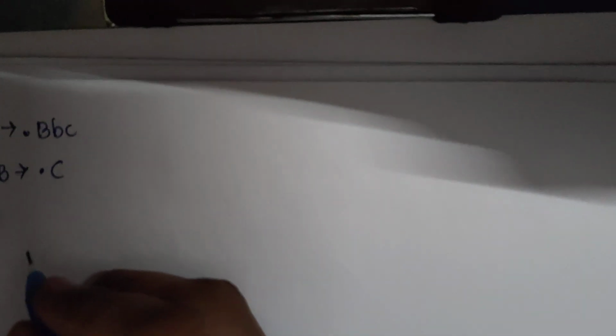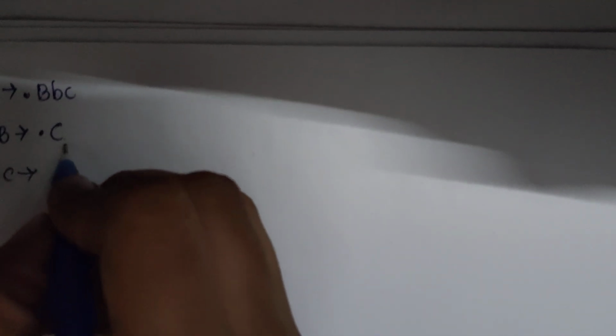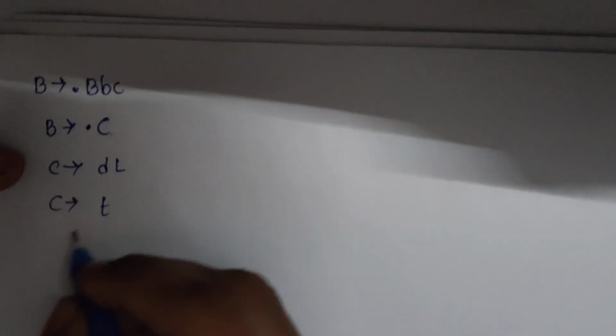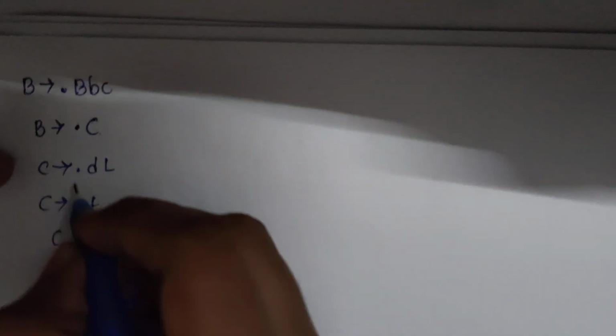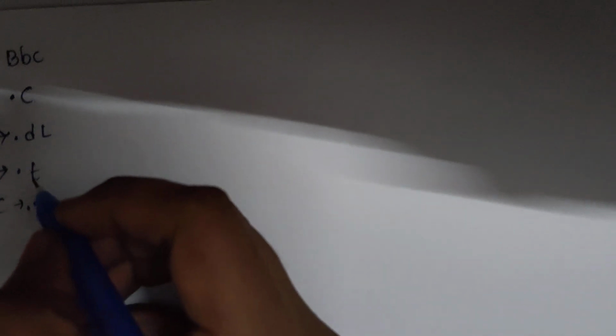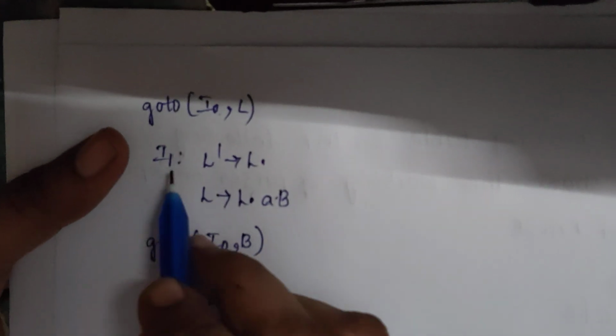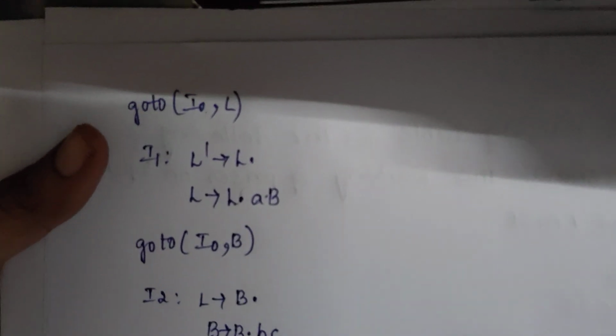Okay. Next, the dot is following a non-terminal C. So write all the predictions of C. What are the predictions of C? DL, T, F. So write the dot before it. Okay. Now I1 is completed. So in I1 we have shifted this.